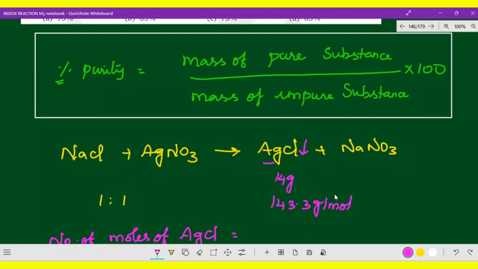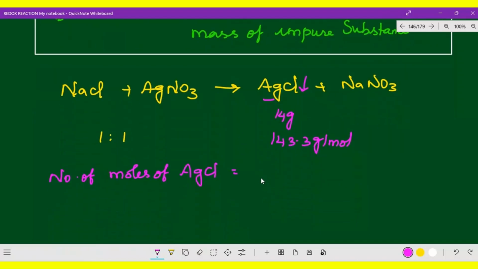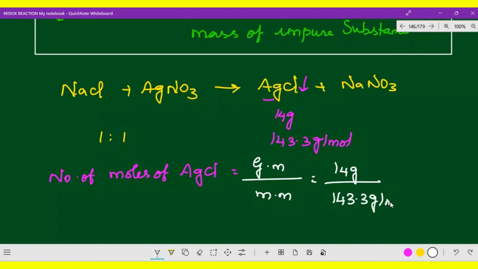Sometimes they will provide the molar mass in the question itself, so nothing to worry. Now, given mass by molar mass is the number of moles. So let us apply that. It is 14 gram divided by 143.3 gram per mole. The gram will be cancelled, and you will get around 0.0977 moles. Yes, so we found the number of moles.